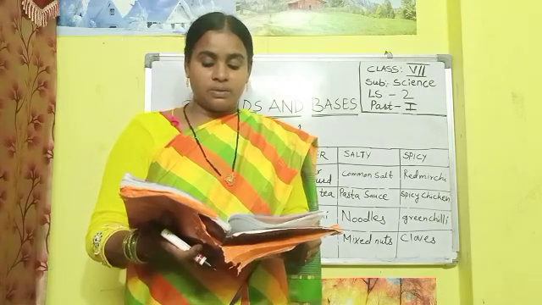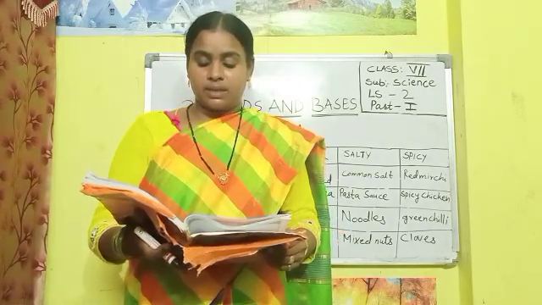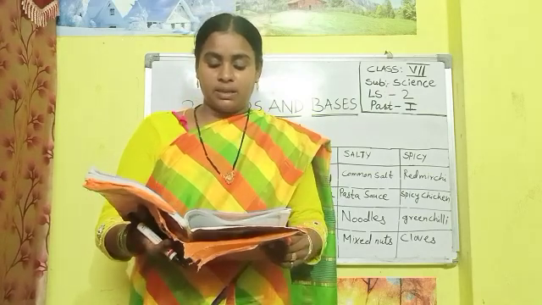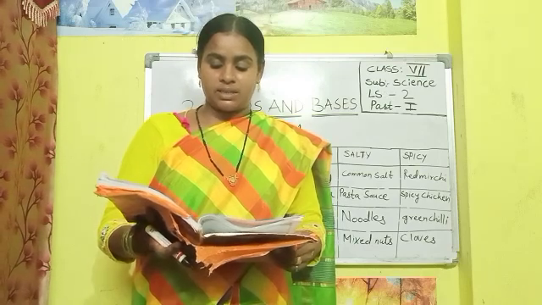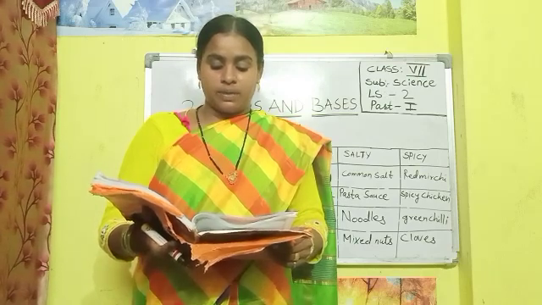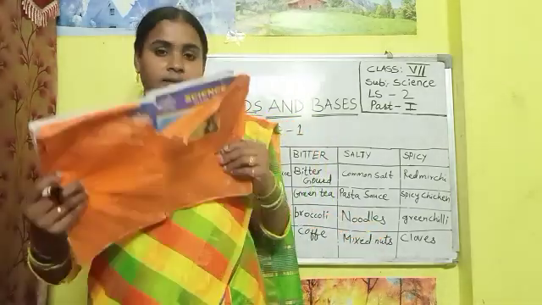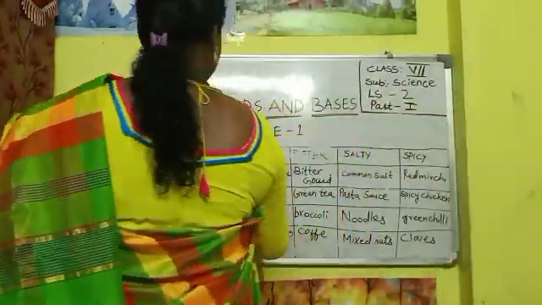What do you observe? Do you find any change in color? We notice that the color of turmeric paper changes with some substances when added to it. The substances which indicate a change in color when some substances are added to them are known as indicators. So children, what are indicators? Write the question. What are indicators?